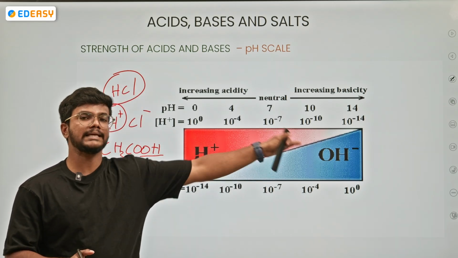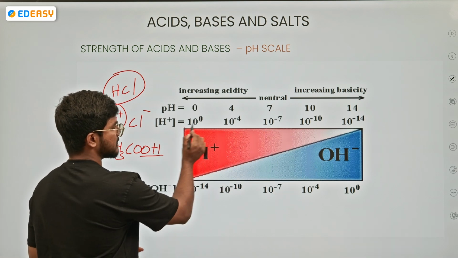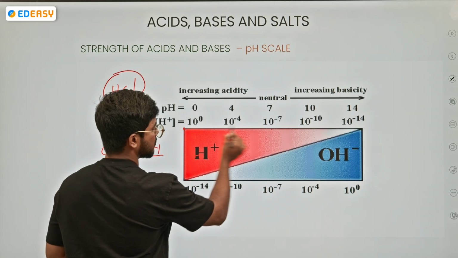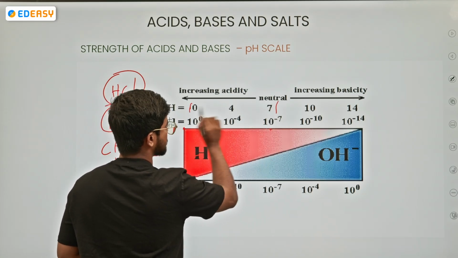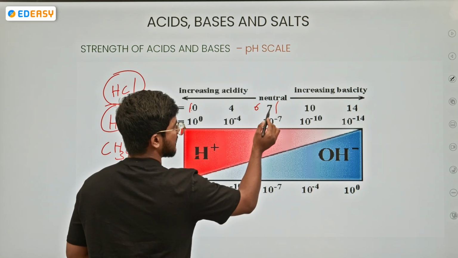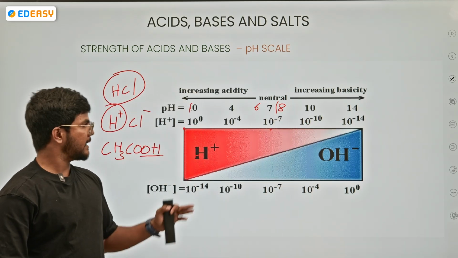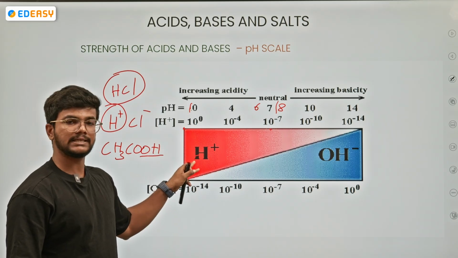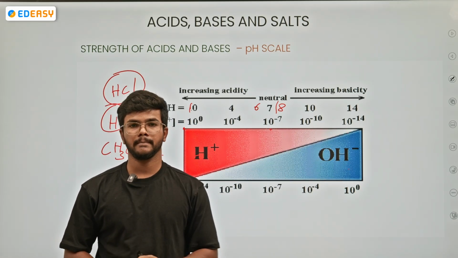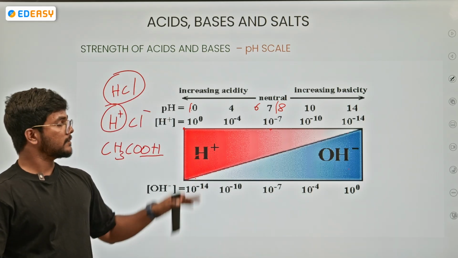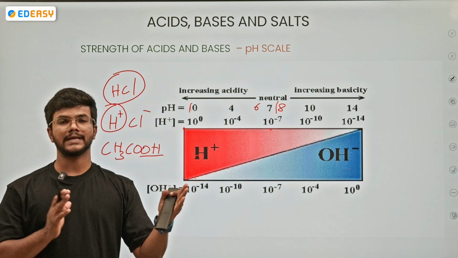Okay, it is near to the base, but it is far away from the acid. So here, from 0 to 7 will be acidic, meaning 0 to 6 will be acidic, and 8 to 14 will be basic. Okay, and here, a strong acid is a weak base, and a weak acid will be a strong base. So with the help of hydrogen concentration, we will understand the strength of the acids and bases.